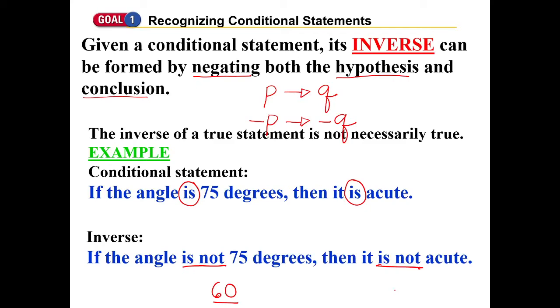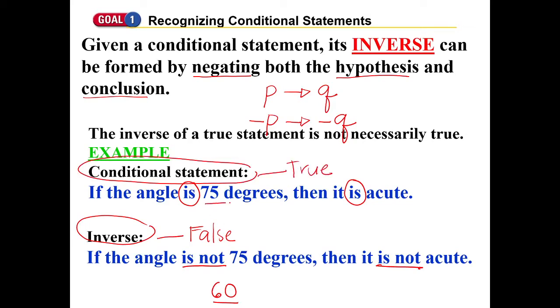False. It's false because 60 degrees is an acute angle. So this statement, this inverse, is false. But our conditional is true because 75 degrees is an acute angle. This means that the inverse of a true statement is not necessarily true, so you need to analyze the inverse. Is that clear, Section Ruby? Yes, sir. Okay, let's have more examples.